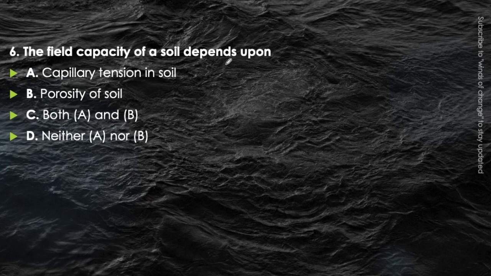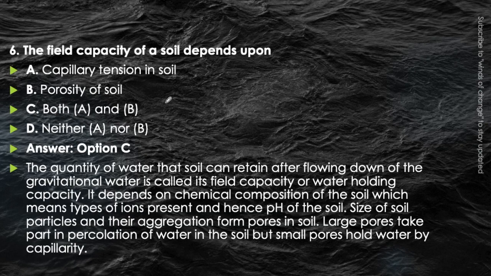Next question. The field capacity of the soil depends upon capillary tension in the soil, porosity of the soil, both A and B, or neither A nor B. Think about it. Field capacity of the soil. Field capacity will depend upon... the answer is both A and B. Now field capacity will depend upon both of these.